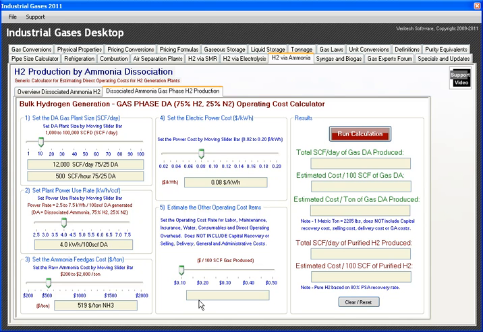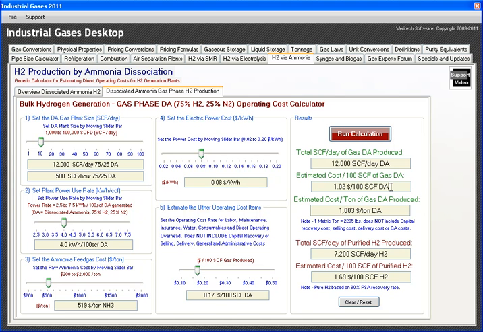And this is in the case of an electrically heated ammonia dissociator unit. The fifth area that we set are the operating cost items, just like the other plant models, where we're taking into account labor, maintenance, insurance, water, consumables, everything except for capital recovery. In this case, I'll set that at about 17 cents per 100 cubic feet. Okay, we've got this generator set up, so let's run the calculation and see what we get.